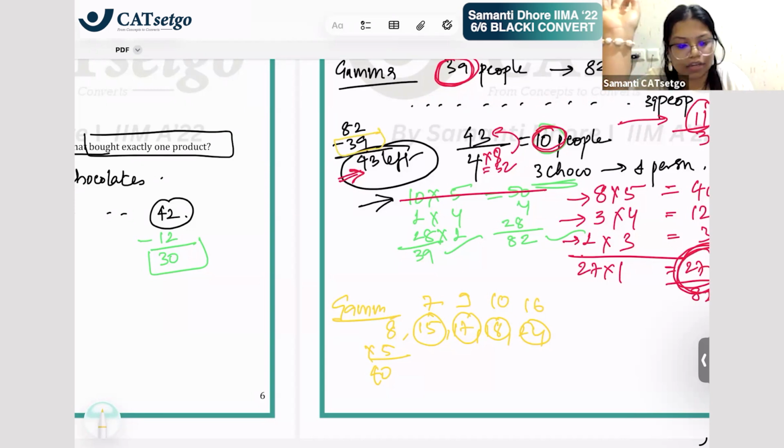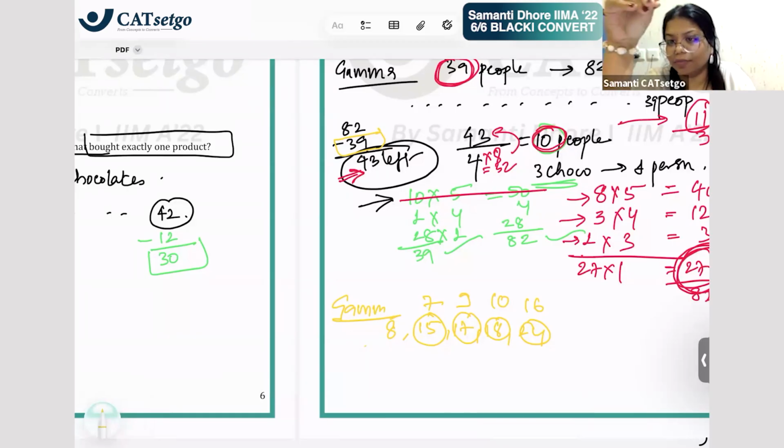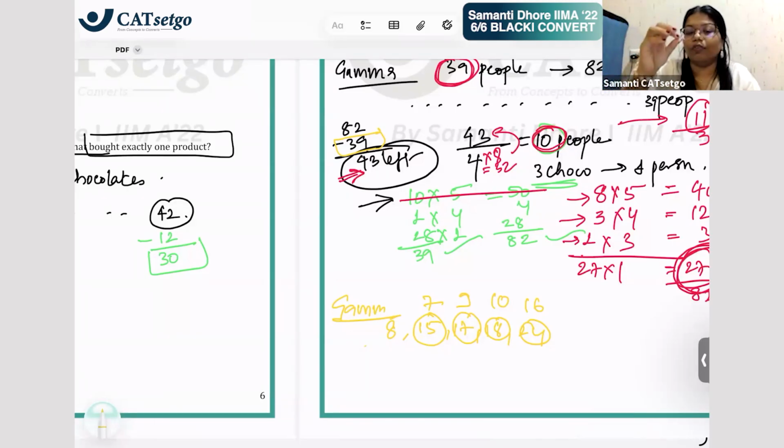Let me distribute 43 only. That's a better way to go. So let me distribute 43 chocolates only. And how do I distribute 43 chocolates? 43, because 39, 1 each. How do I distribute 43? So these 8 people will get 4 extra. 5 total, but 4 extra. So that is 32. Out of 43, 32 are done. So now I have 11 left.